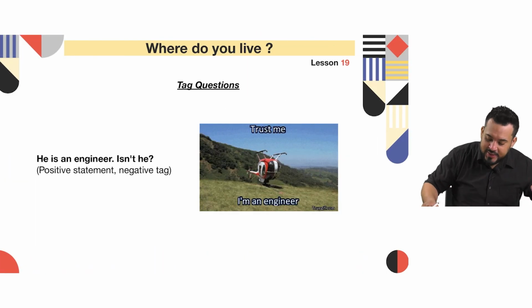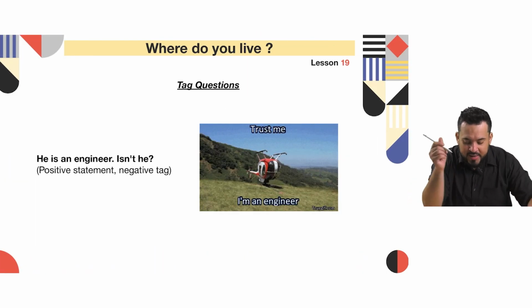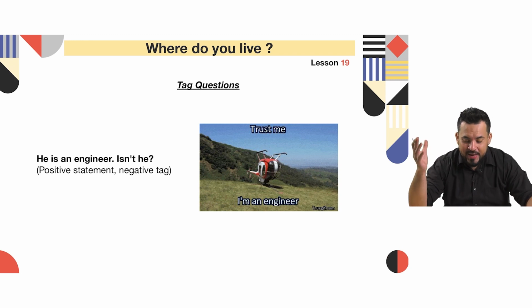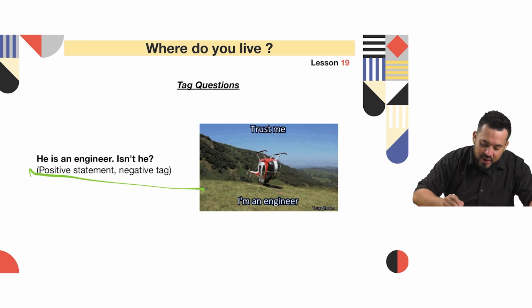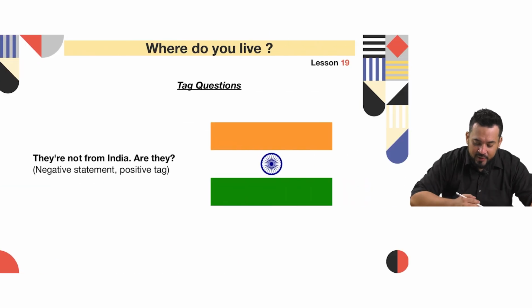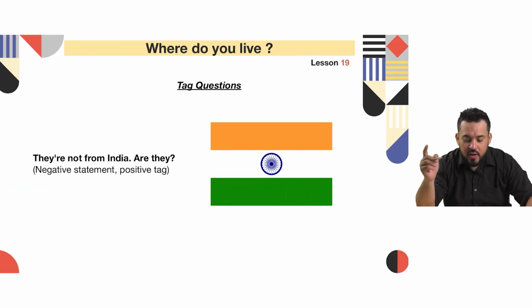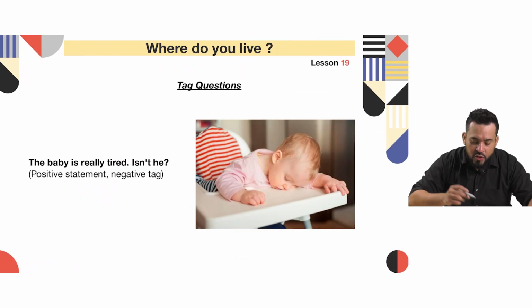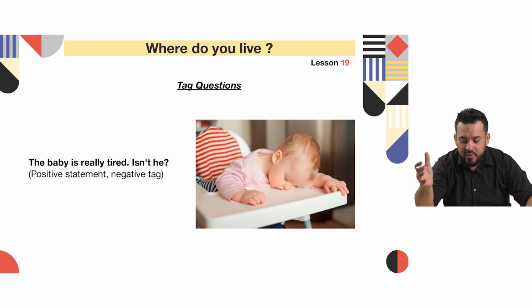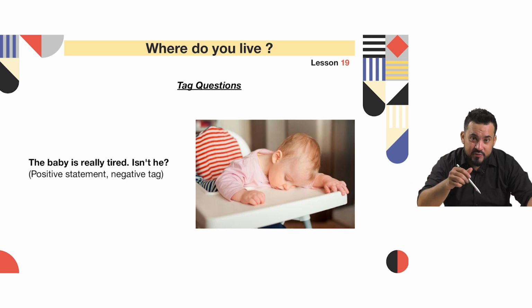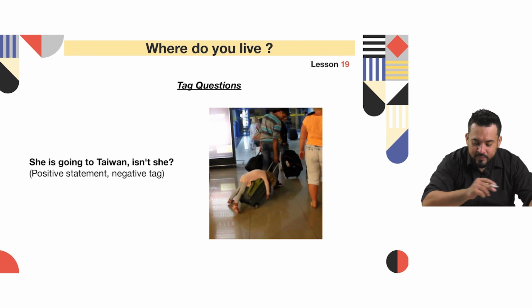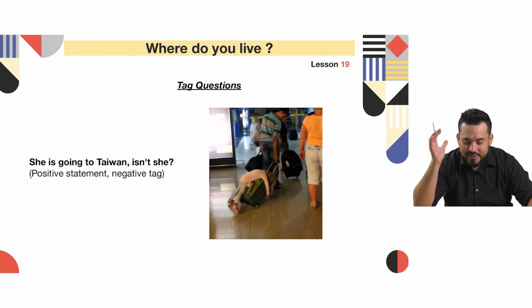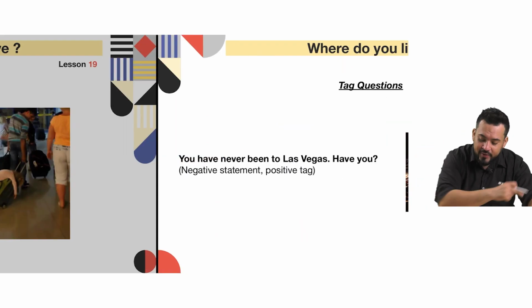Okay, let's take a look at some examples. He is an engineer, isn't he? Positive statement, negative tag. They are not from India, are they? The baby is really tired, isn't he? Positive statement, negative tag. She is going to Taiwan, isn't she? Positive statement, negative tag.